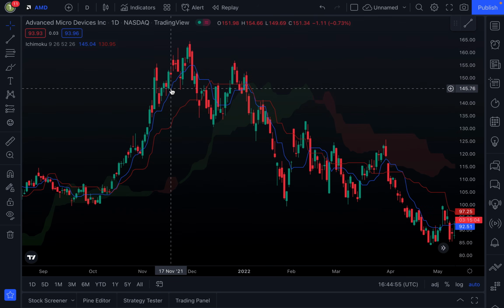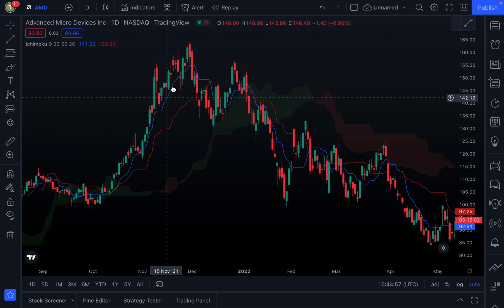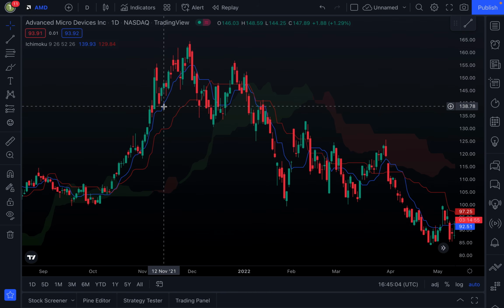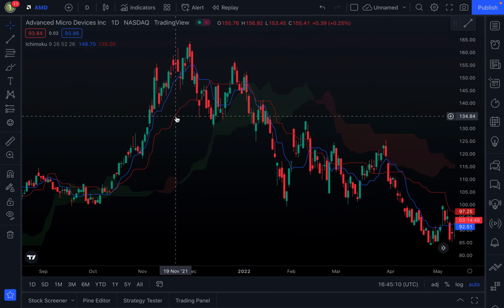Now, what about the other two lines that we have here? Like I mentioned, this blue line is known as the conversion line. The red line is known as the baseline. The blue line, or the conversion line, is a 9-period average of the price. The red line, or the baseline, is a 26-period average. I'm not going to go into how these are calculated, because that isn't really important. What's important is how we can use these to make money here.